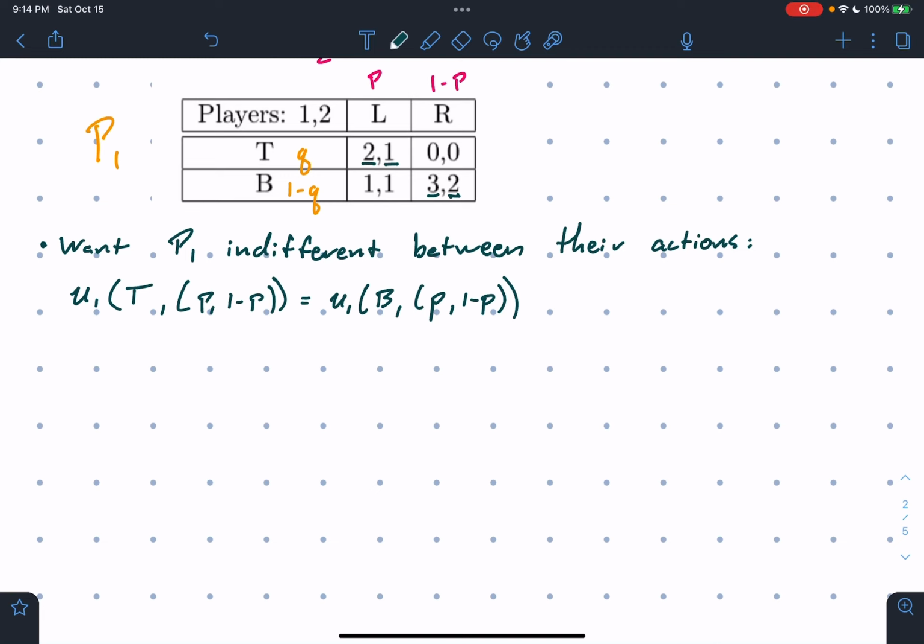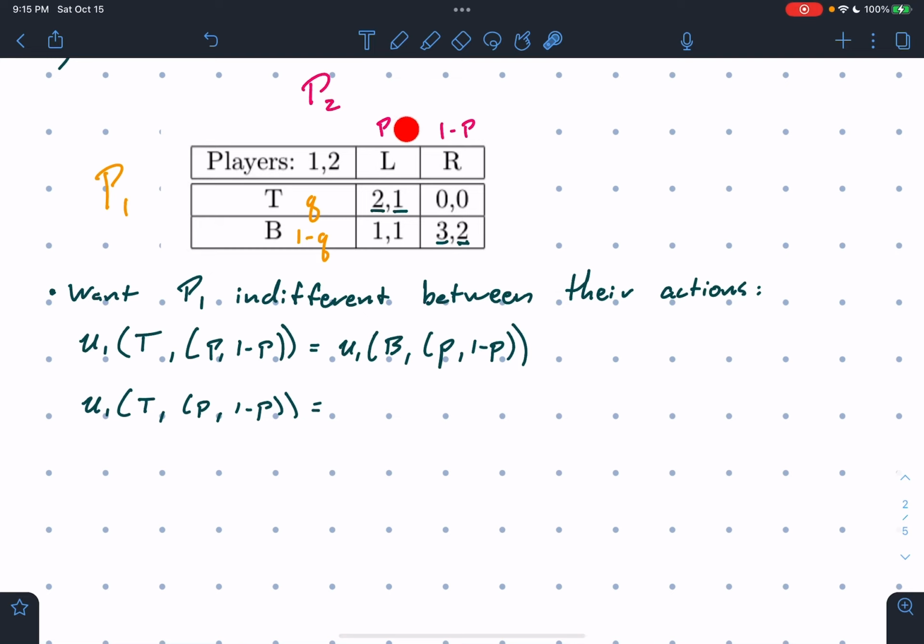The utility of player 1 from playing T, given mixed strategy P, 1 minus P, is equal to P times player 1's payoff at this point, which is 2, so 2 times P, plus 1 minus P times the payoff when player 1 plays T and player 2 plays R, which is 0. So this is just equal to 2P.